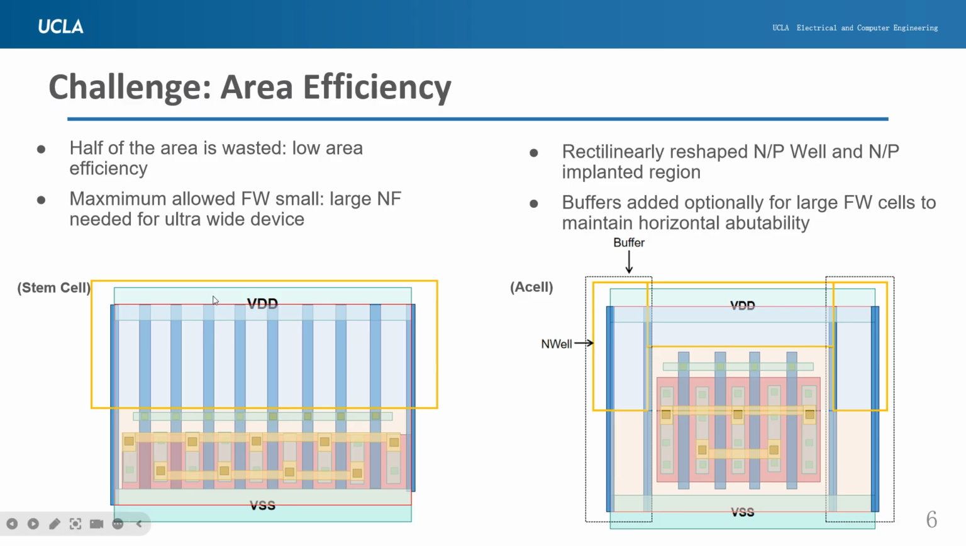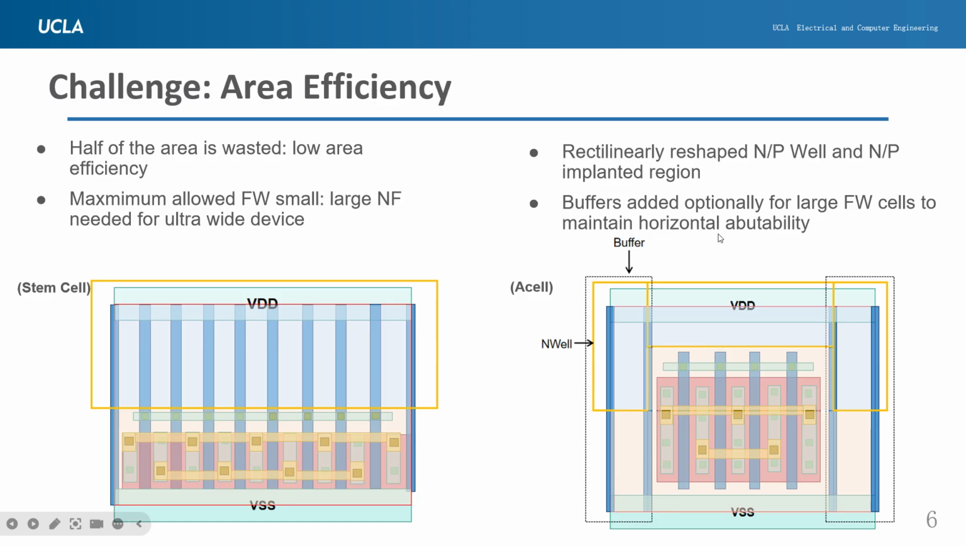Another challenge that the stem cells face is low area efficiency, because the stem cells are derived by truncating the standard cell, so half of the area is almost wasted. And also the maximum allowed finger width is very small, so that a large number of fingers will be needed when engineers try to implement ultra-wide devices. And this is improved in A cells by reshaping the wells as well as the implanted regions in the core part. So shown here, we can see that the N wells is pushed and suppressed, as well as its P implanted areas, so that it will accommodate larger finger widths for NMOS standard cells.